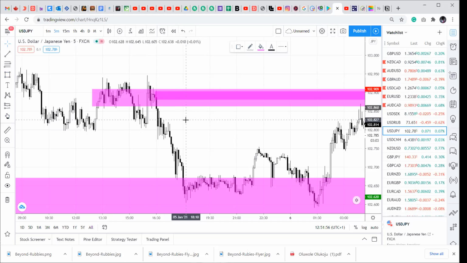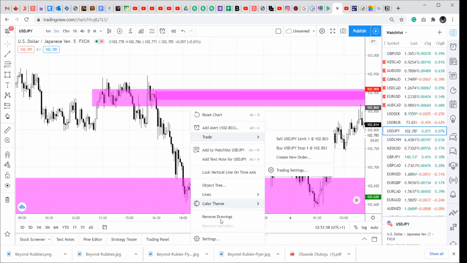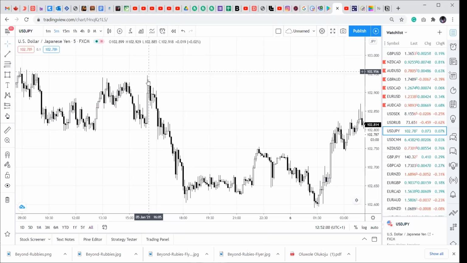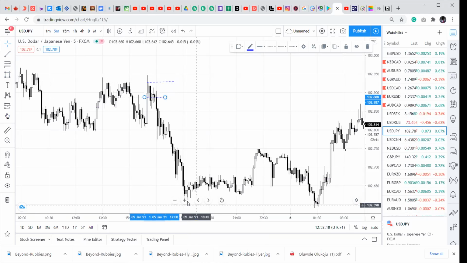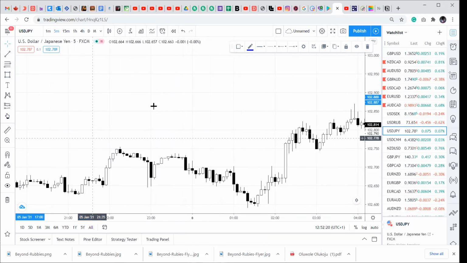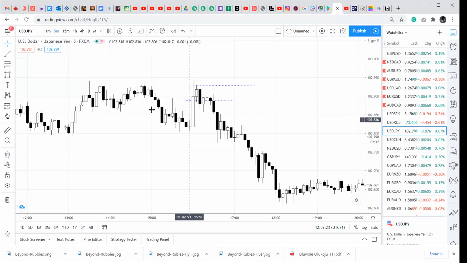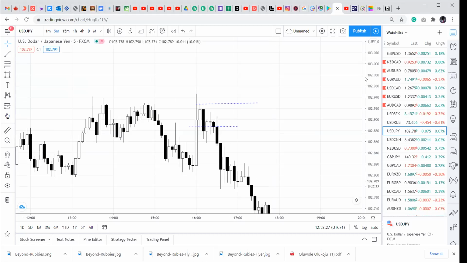Let me remove all my colors. Let me remove all the joints. All right. So before this huge movement started, what was the last candle? This particular one. It started here, right? And the bottom of that candle was here. Can you see that? Let me zoom it a bit so that you can see. Let me make it bigger. I want you all to see.